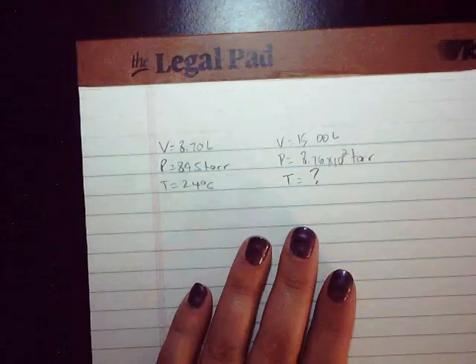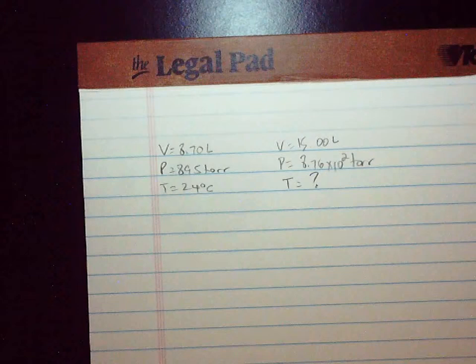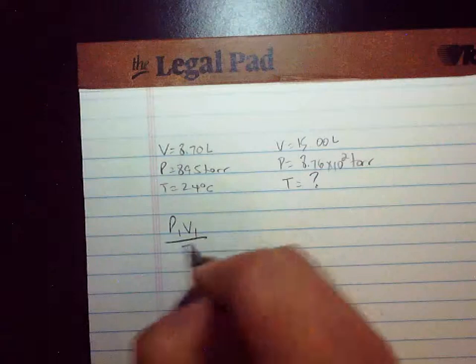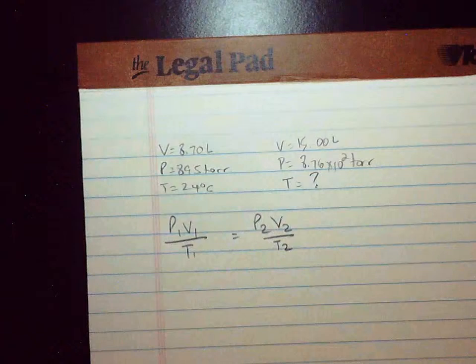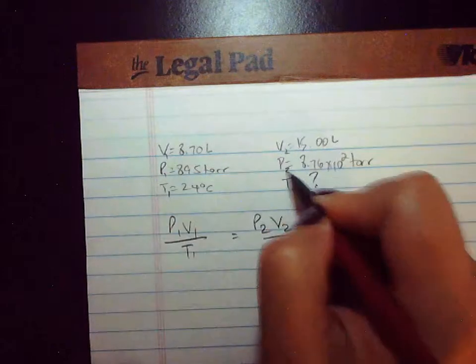What are they giving me here? 2 different volumes, 2 different pressures. And they're asking for a 3rd variable. What equation do you think we're going to use here? You could use the ideal gas law twice, or what else could you use? You could use the combined gas law, which is P1V1 over T1 equals P2V2 over T2. It's the equation that combines Charles, Boyle, and Gay-Lussac all into one. All right? So these will be my initial conditions. These will be my final conditions.